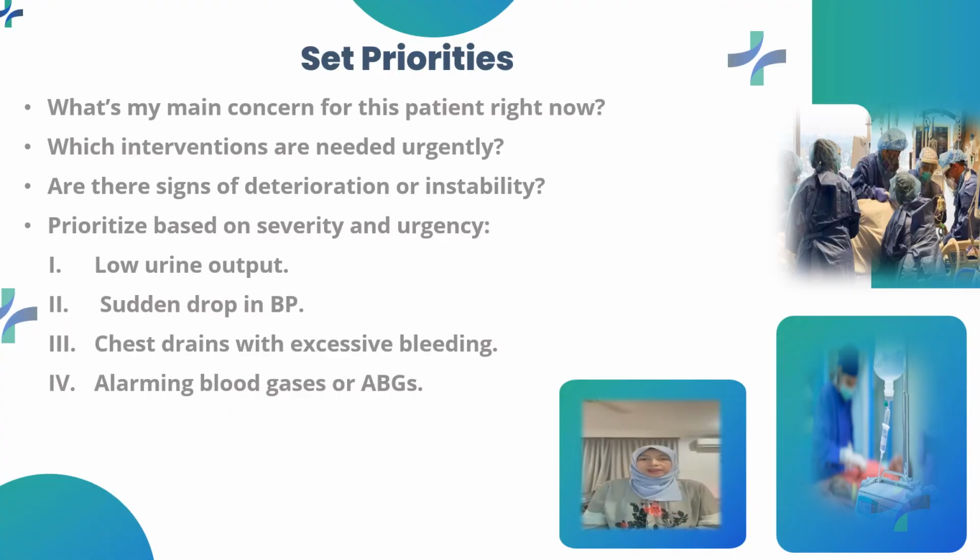We are now in setting the priorities. So there are 3 questions that we must bear in mind for this. First is, what's my main concern for this patient right now, right after handover? This is your central clinical question that you must focus on, because this one really focuses on reviewing all the findings holistically and identifying the most urgent or abnormal issues.